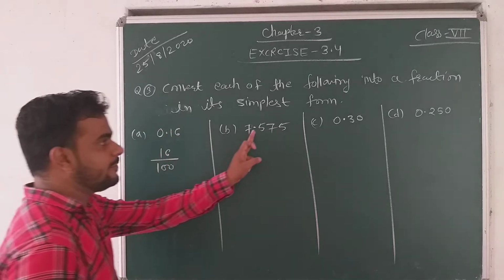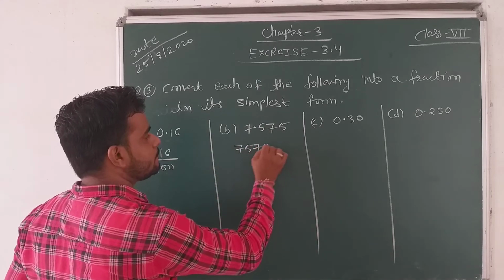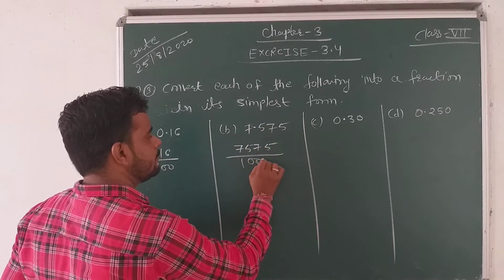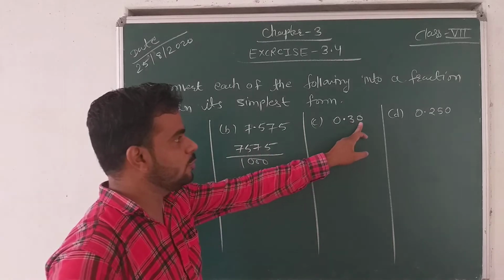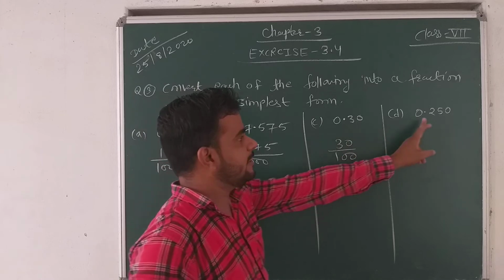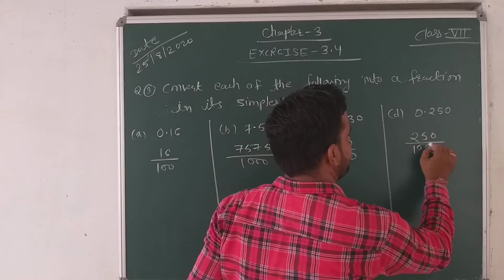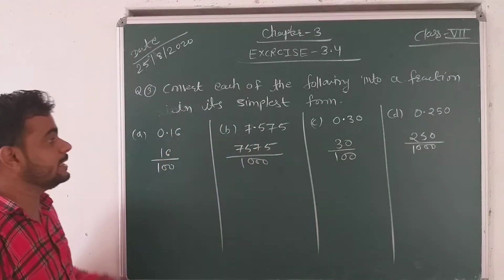After the decimal there are 5 numbers, so we will put it over 1000. After the decimal there are 2 numbers only, so 30 upon 100. And after the decimal there are 3 numbers, so 250 upon 1000. Okay, so now we have to change them to the simplest form.